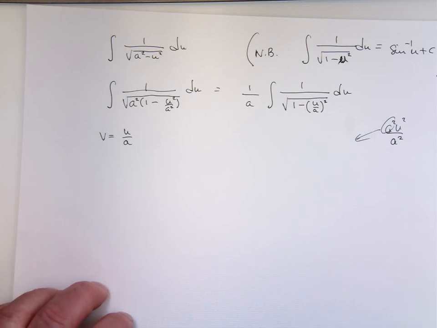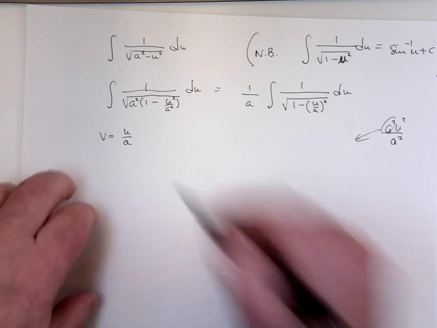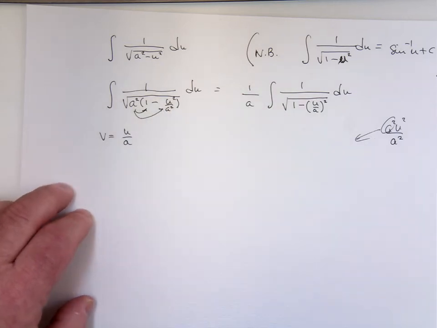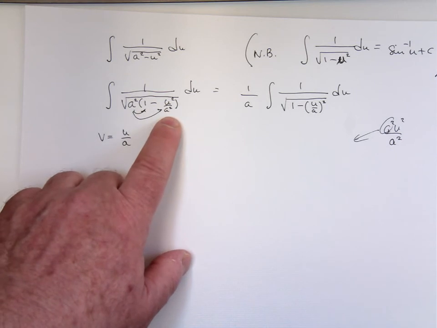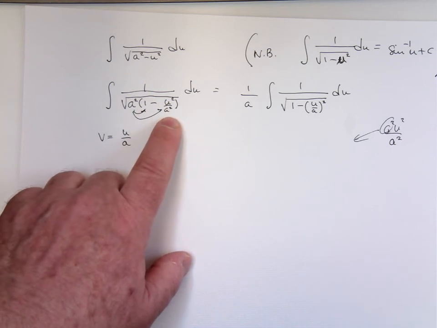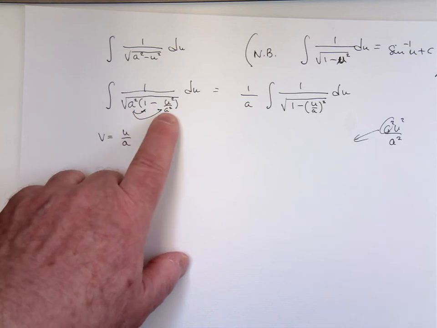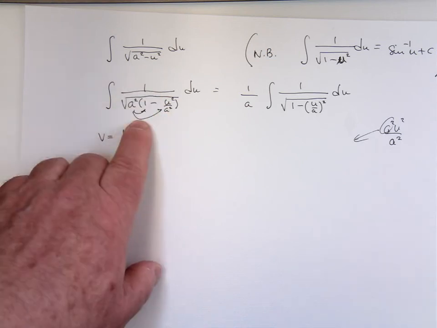It's what I did before with tangent. It's the same thing. Here, do you realize when I multiply this through, I get what I started with? Okay, because the a squared cancels. The a squares cancel, and then you just have 1 minus. Then I have a squared minus u squared, which is what I started with.